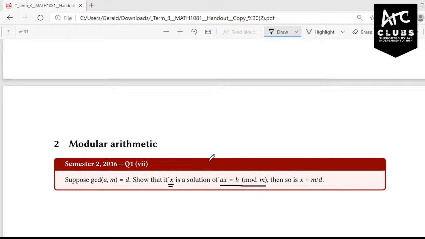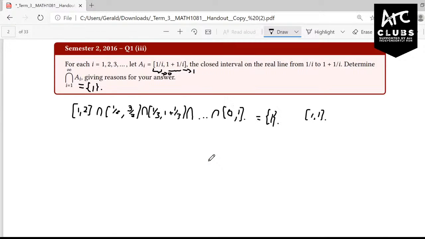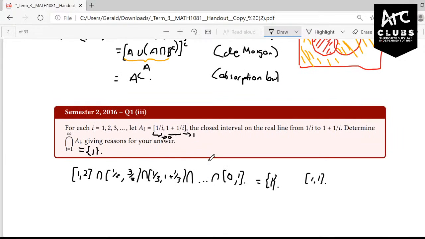Doesn't it only asymptotically approach 1? We're allowed to say it's 1 on the right side of the intersections. Well, you are correct in the sense that it does asymptotically approach 1, but we also know that the element 1 is involved in every single one of these sets, or every single one of these intervals.